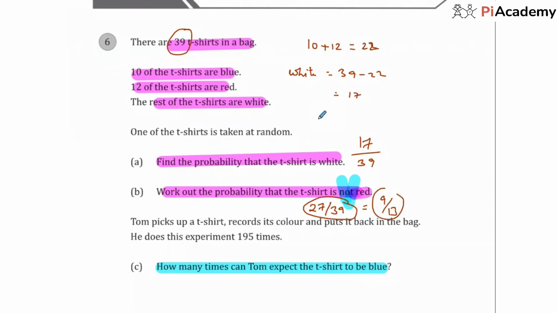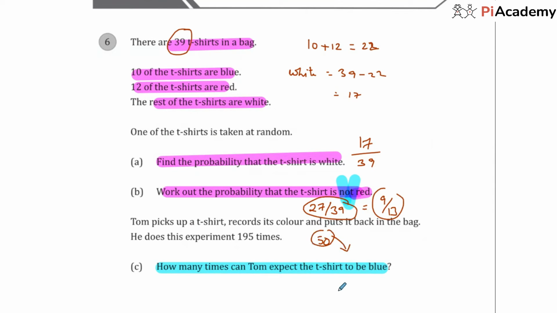So for this question, 39 goes into 195 5 times. So that means that if in 39 t-shirts, 10 are blue, then 10 times 5 would be 50. So 50. Wonderful. Okay. So that's the answer for that.